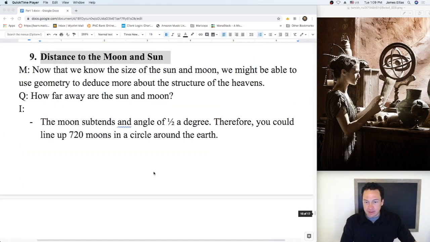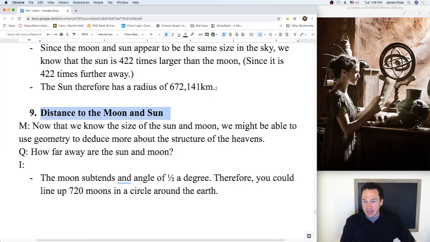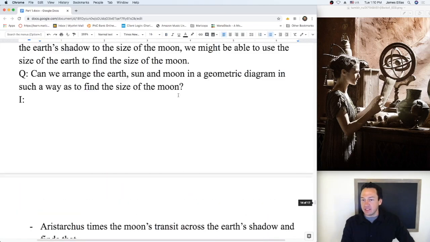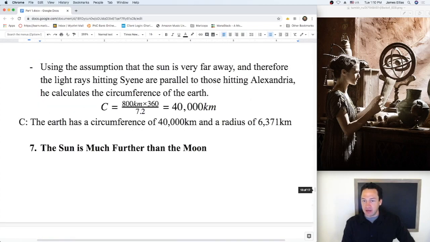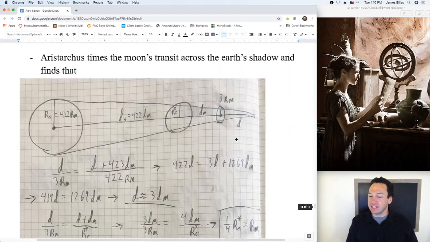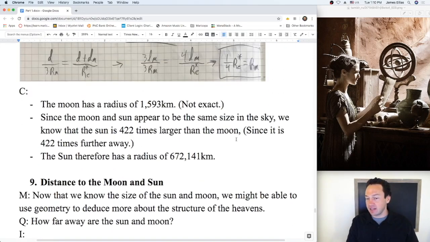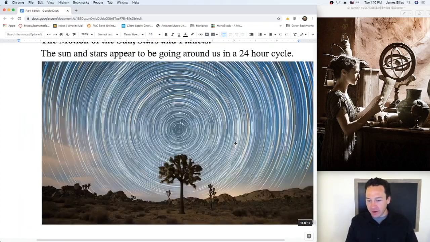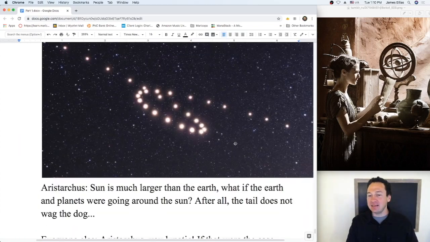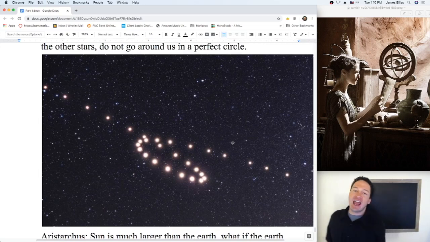How big is the sun? The sun has a radius of 672,000 kilometers. The Earth has a radius of, let's see, what was it? No, 6,300 kilometers. We're less than a 100th of the sun's radius, which means we're less than a 1,000,000th of the sun's size. Why would the sun be going around us? That seems absurd.